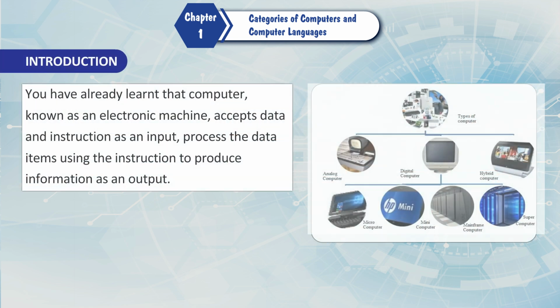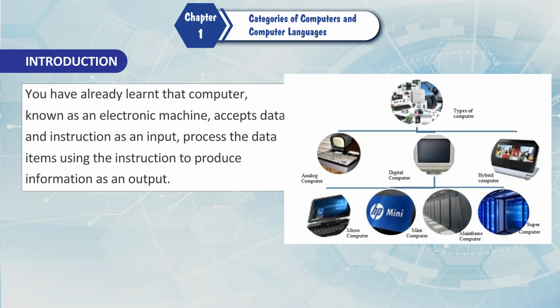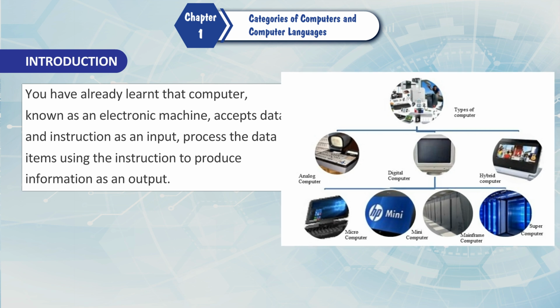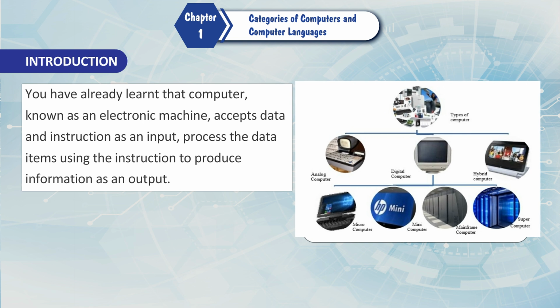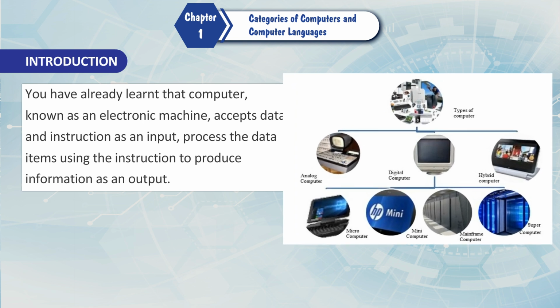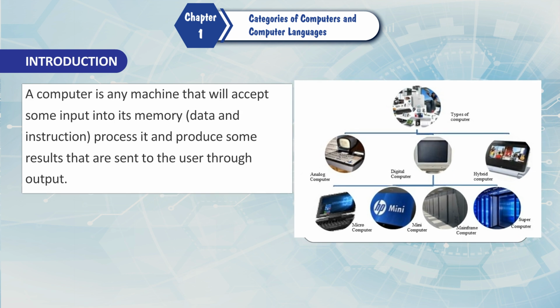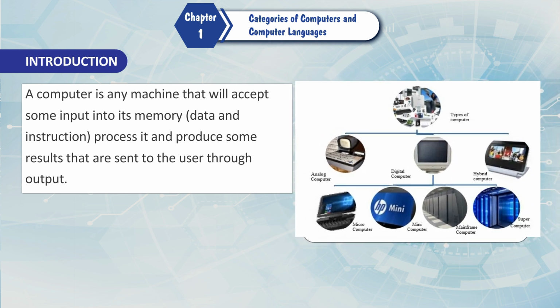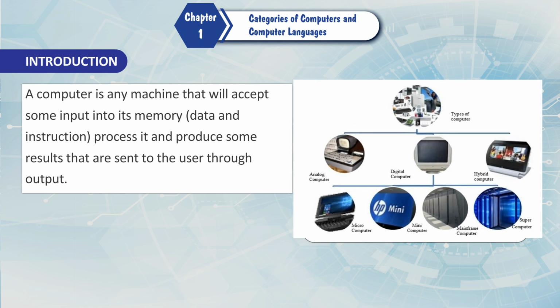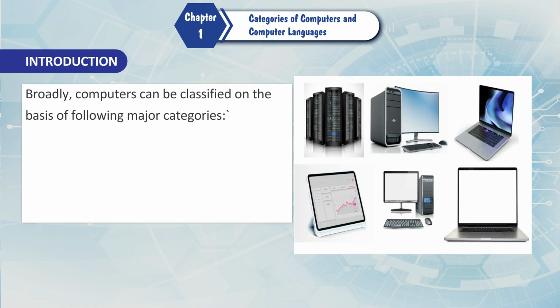Introduction. You have already learned that a computer, known as an electronic machine, accepts data and instructions as an input, and processes the data items using the instructions to produce information as an output. A computer is any machine that will accept some input into its memory, data and instruction, process it and produce some results that are sent to the user through output.